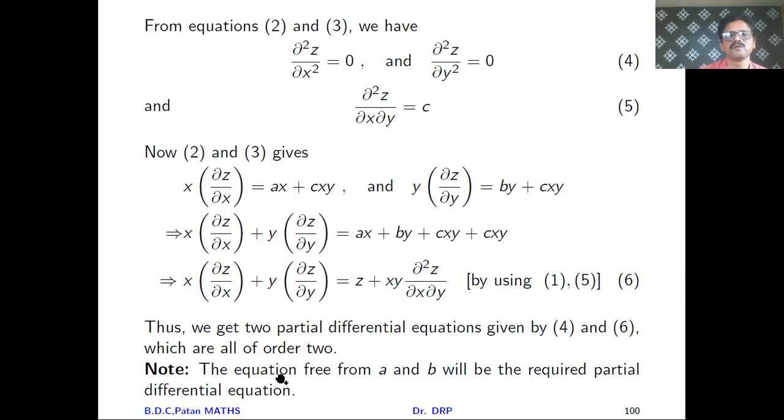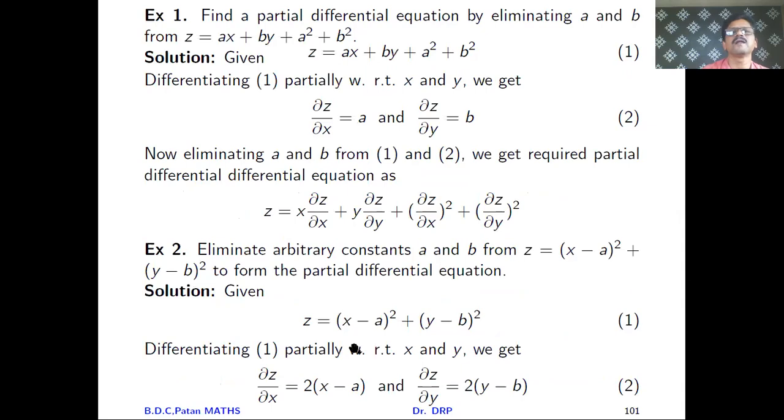So the note written here says the equation free from a and b will be the required partial differential equation. The equation free from a and b, that is free from arbitrary constants, is also a partial differential equation.